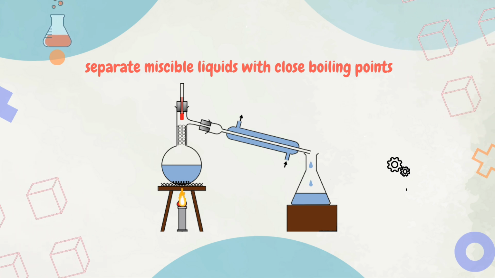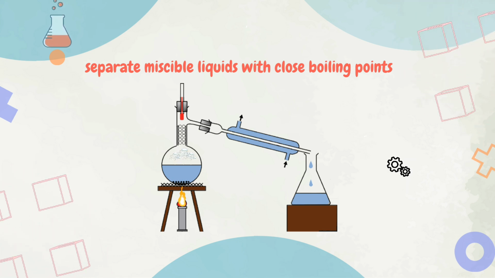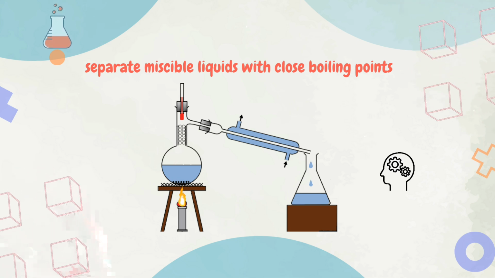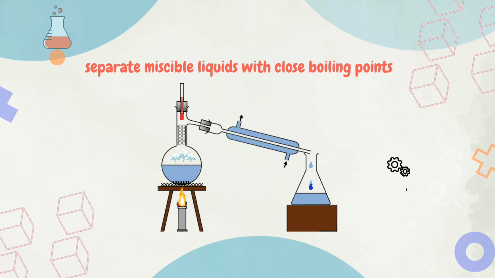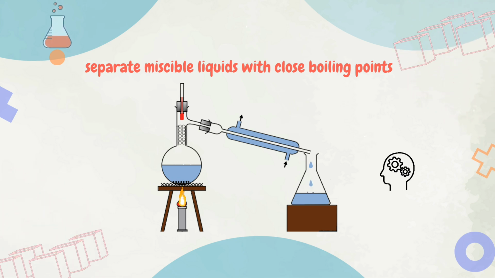When the mixture is heated, a liquid with a lower boiling point evaporates first. The fractionating column condenses the vapor with a high boiling point back into the distillation flask. The escaping vapor is then cooled into liquid by the condenser and collected by the collecting flask. If you can explain this process in under 30 seconds, you've officially mastered it.